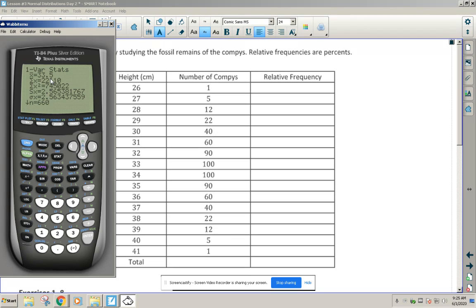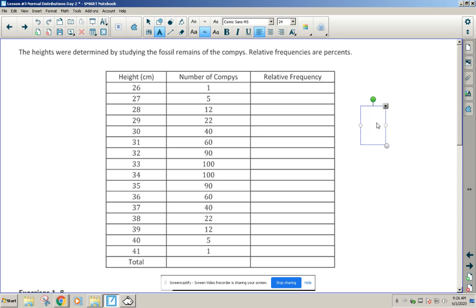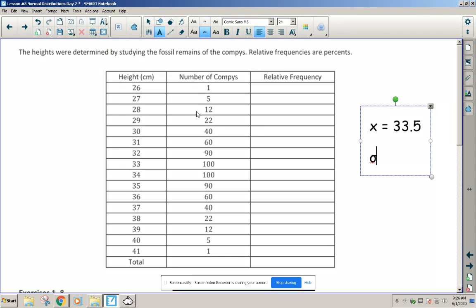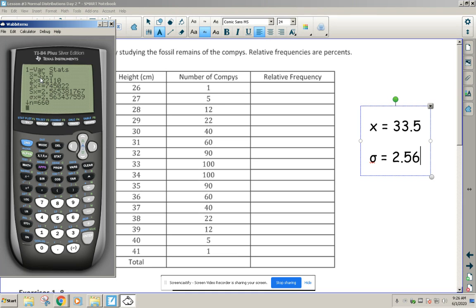Now, what I get is really important. I get that my mean is 33.5. So my mean is 33.5. And I get then that my standard deviation is 2.56. So here on the calculator, here is my mean, and here is my standard deviation. And hopefully you have the same exact work that I have.